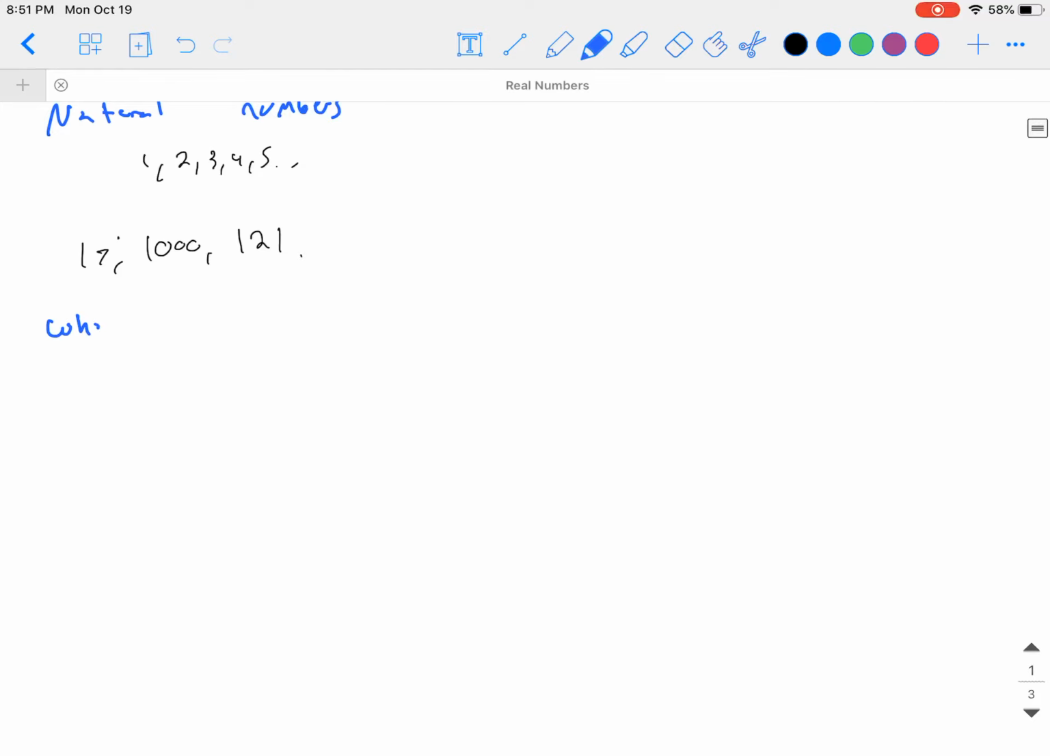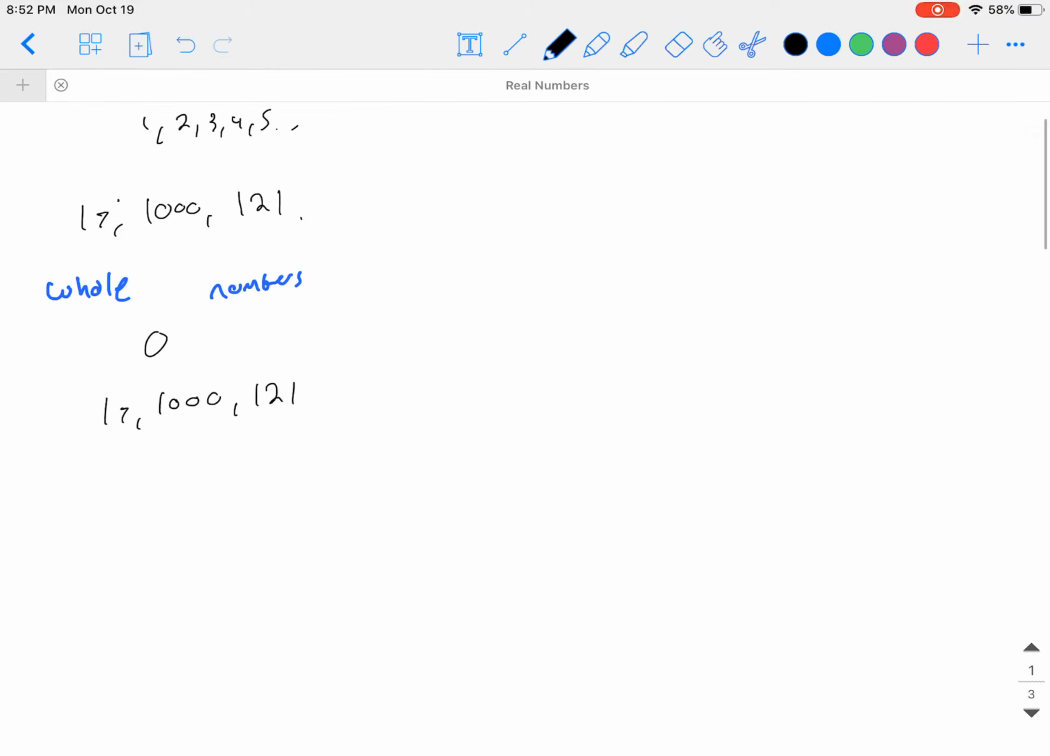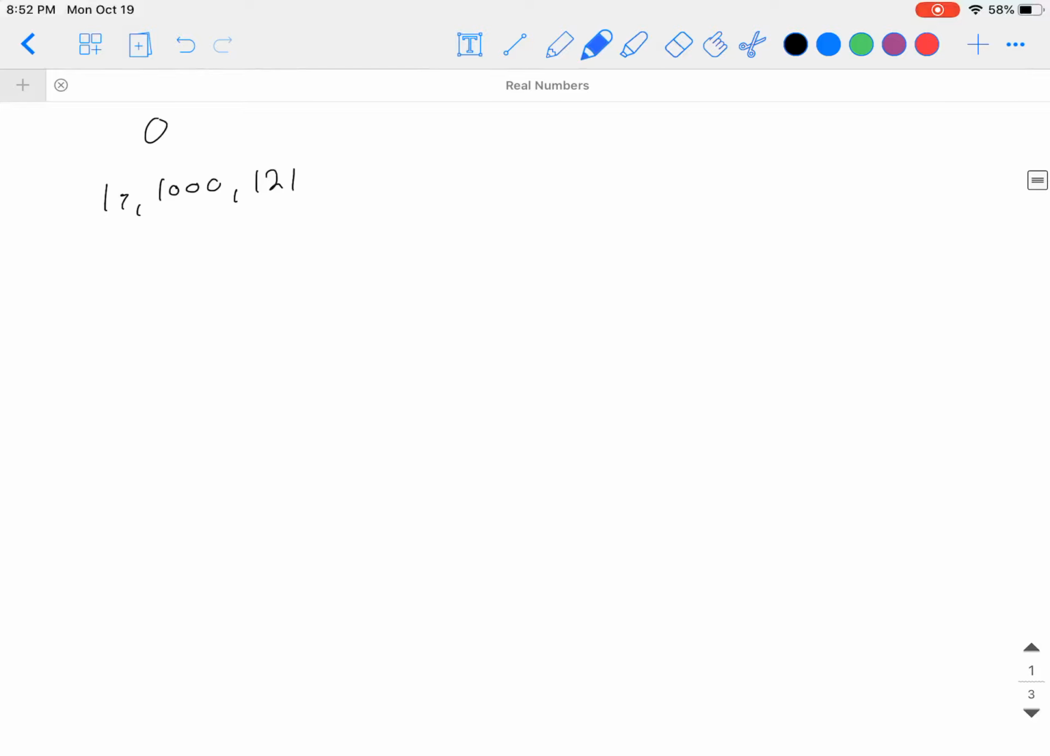Moving on from natural numbers, we have whole numbers. Whole numbers are extremely similar to natural numbers, as they are all natural numbers plus 0. So we take, for example, 0 as a whole number, but also 17, 100, 1,000, and 121 are also whole numbers. Past whole numbers, we reach integers.